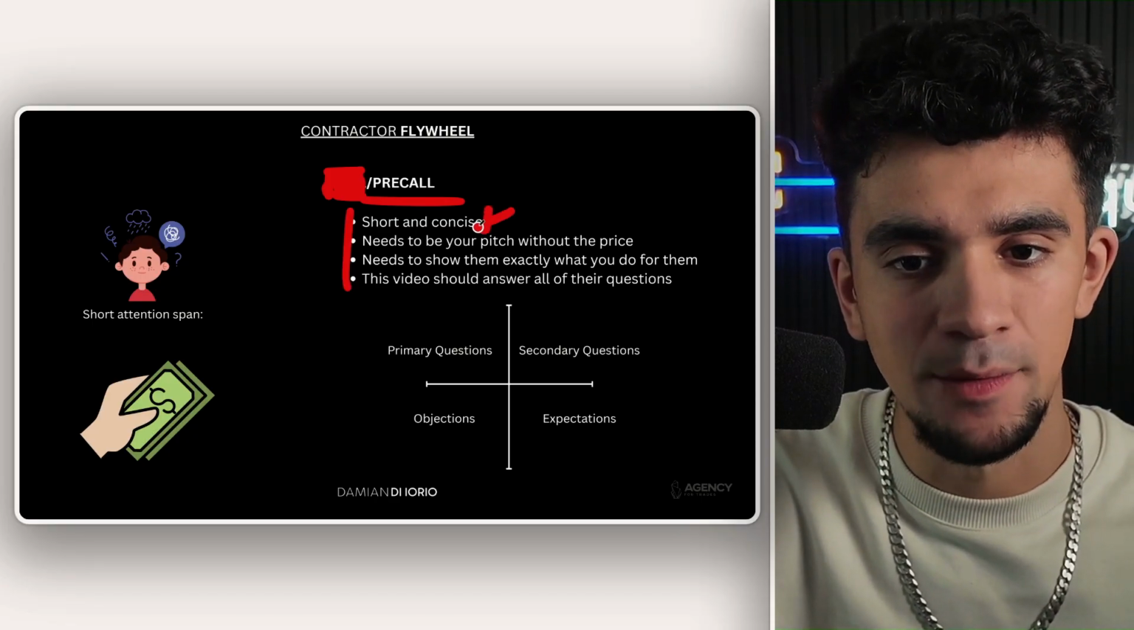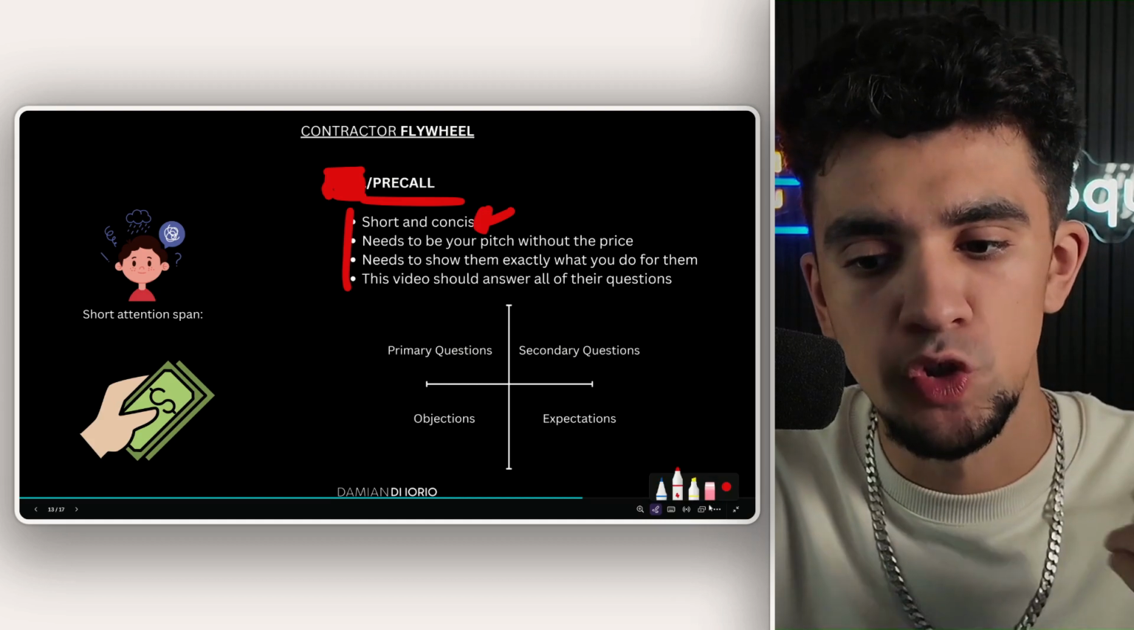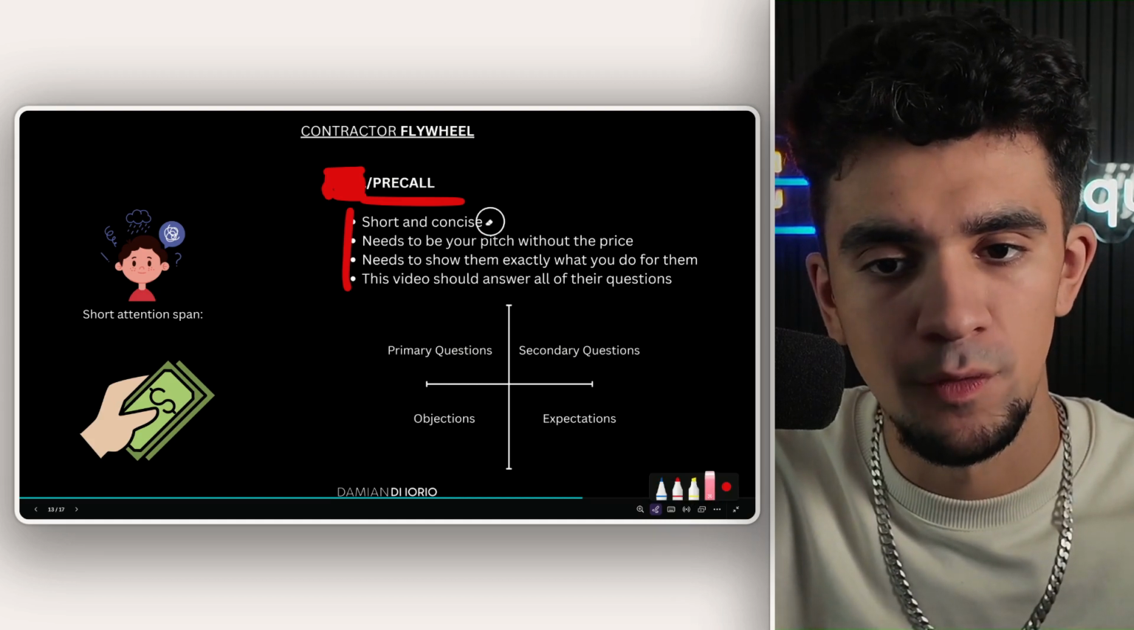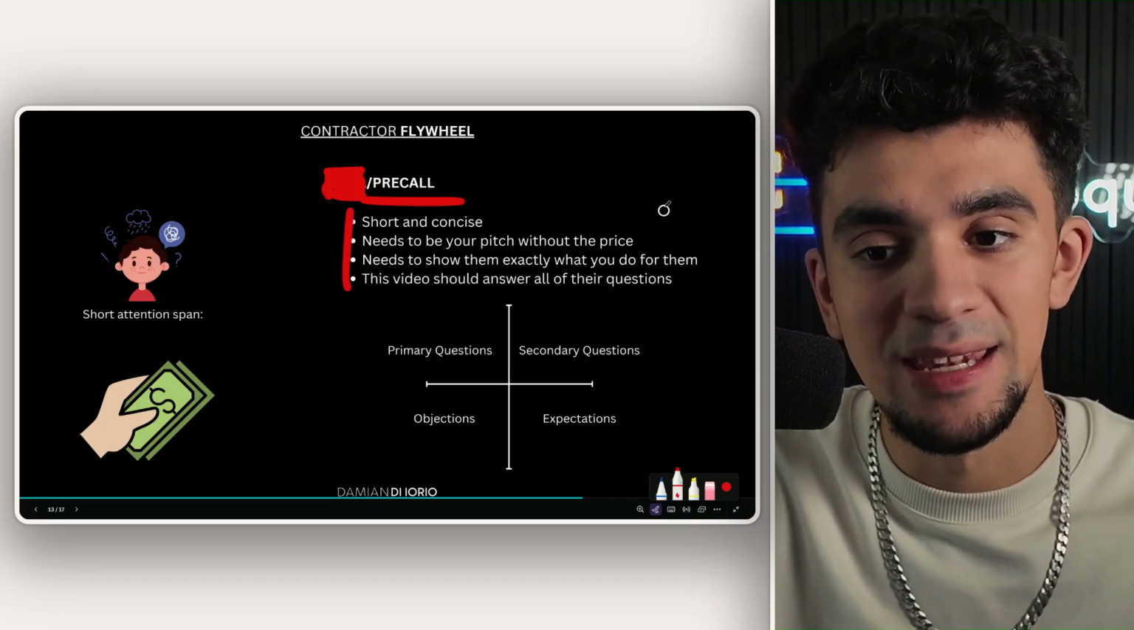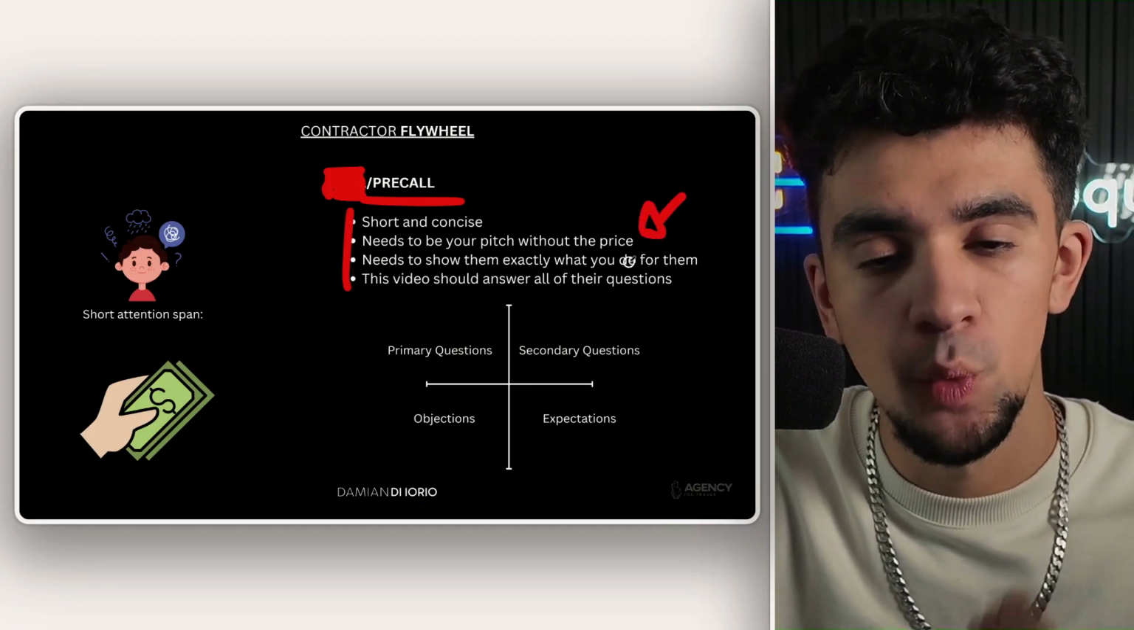Your pre-call videos should be short and concise. Think of it like an ad. Okay. It can't be super long. So if your pre-call is over like 5 minutes, it's way too long. It needs to be short and concise. And it needs to be your sales pitch without the price.